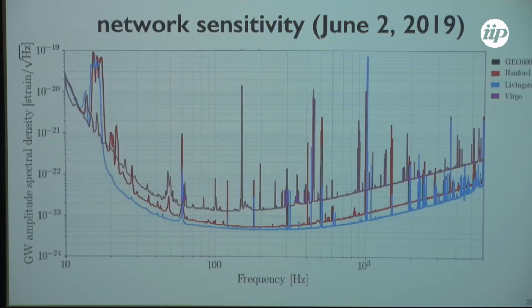You have in red the Hanford LIGO instrument. In blue, you have the Livingston LIGO instrument. In purple, you have Virgo. So you see Virgo is still doing a bit, it's less sensitive than the LIGO instruments. In black, it's not shown, but that's the German instrument, GEO, but it would be out of scale, I think, or it wasn't operating, but in any case, it would be way up here. So we don't actually use it.